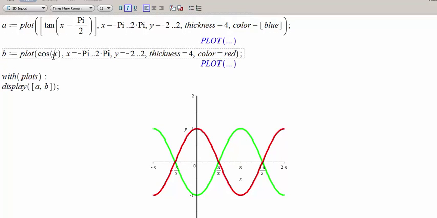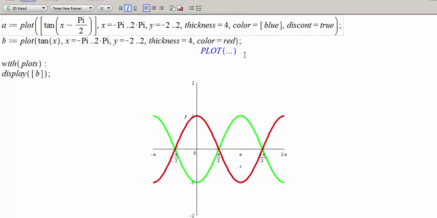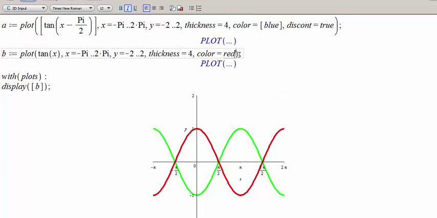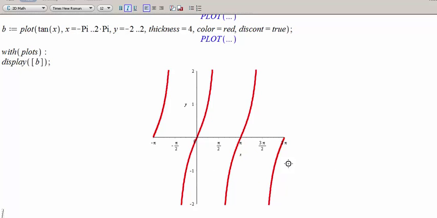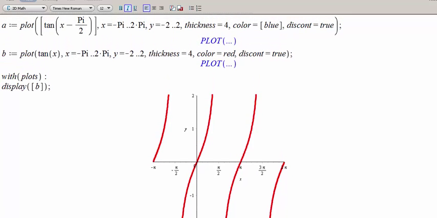And then let's also just plot the tangent function in general, which would be the parent graph, in red. Let's make the discontinuity true, meaning I don't want to see the vertical asymptotes, and so I can tell Maple to not put those in there. So here's the original tangent function. That's what that guy looks like.